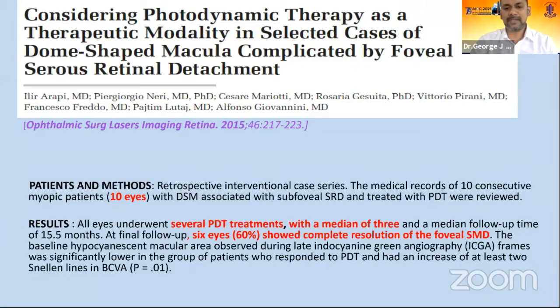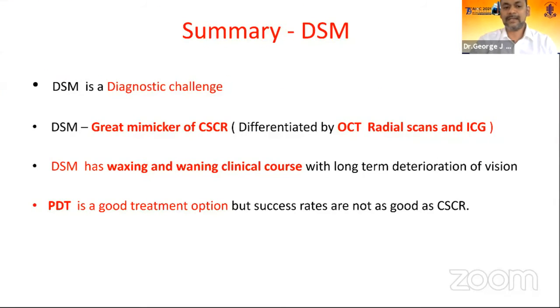And PDT is a promising treatment in around 60% of the cases, but the only thing is 2 or 3 sittings of PDT may be required. So it's a diagnostic challenge, dome-shaped maculopathy, a great mimicker of CSR. OCT radial scans and ICG are the catch here to diagnose. It has a waxing and waning clinical course with long-term visual deterioration, but PDT is a good treatment option in this condition.